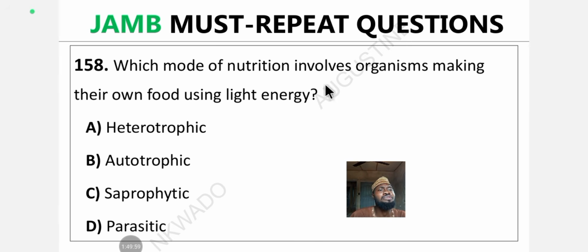Question 158. Which mode of nutrition involves organisms making their own food using light energy? A. Heterotrophic. B. Autotrophic. C. Saprophytic. D. Parasitic. What's the answer? Drop the answer in the comment section.